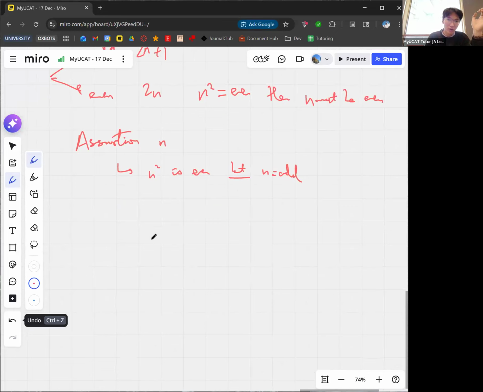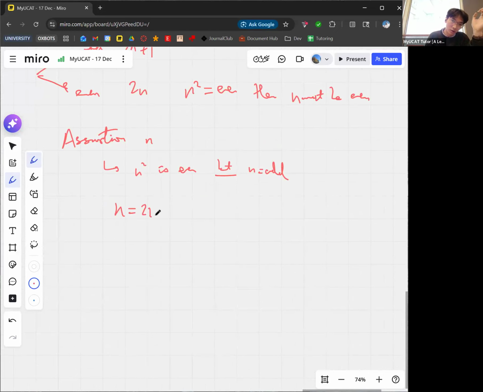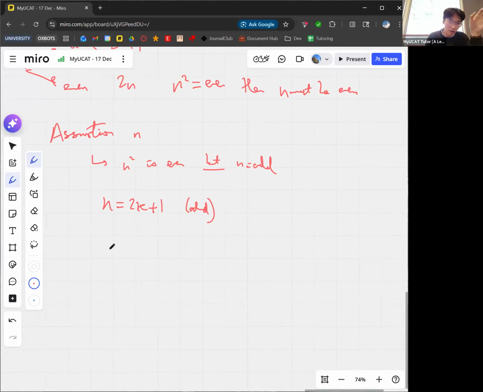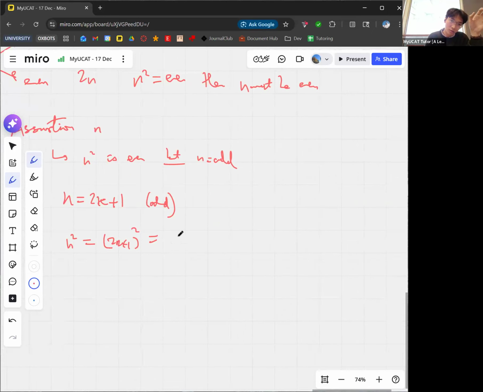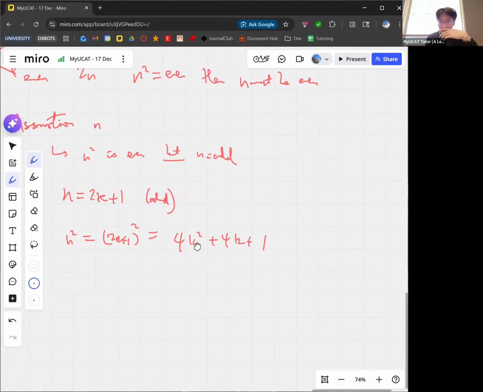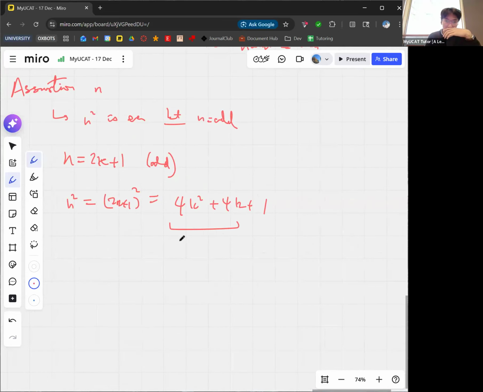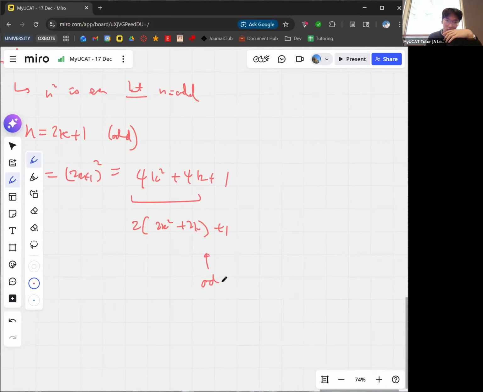And so if n is odd, let's write n equals 2k plus 1 because we know it's odd. And from there, you do n squared. That's 2k plus 1 squared, which becomes 4k squared plus 4k plus 1, right? And so you can see that this is 2 times 2k squared plus 2k, plus 1, which means that this must be odd, and therefore it contradicts. That's how you do proof.